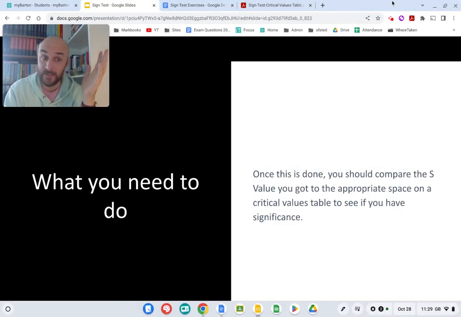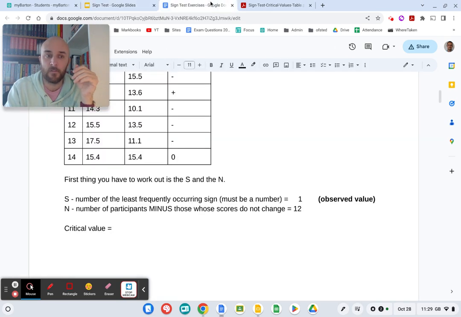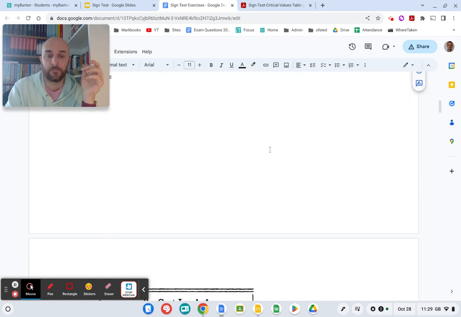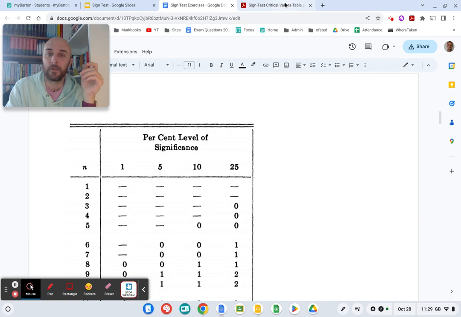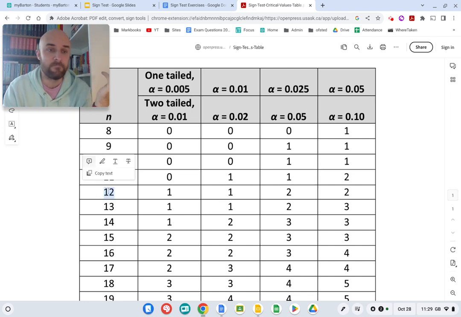Now, as it so happens, I've got a critical values table here. Just a reminder for this, our S value is 1 and our N value is 12. So if I go down here, in fact, I'm going to go on the harder critical values, this one just here. So you go down, n is here, you go down to 12 because our n was 12. But you need to know here what column you have to go across to.